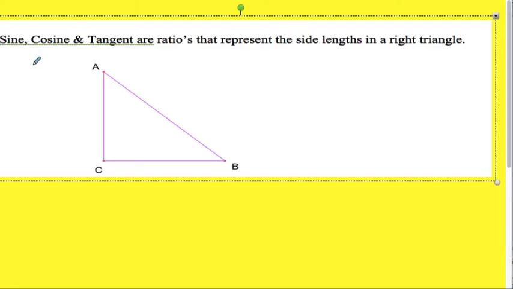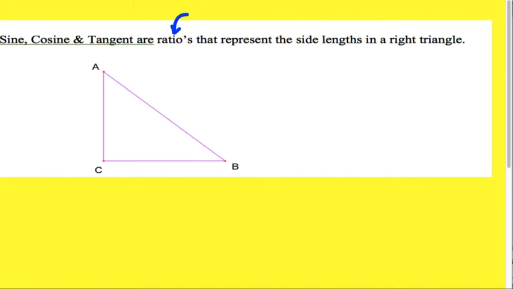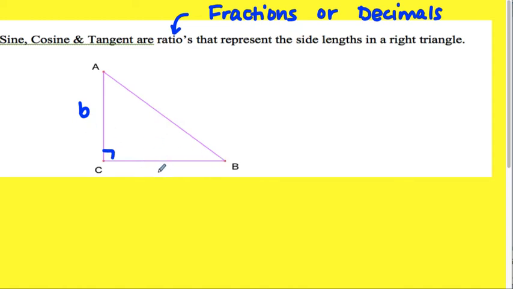All right. So sine, cosine, and tangent ratios are used to represent the side lengths in a right triangle. And again, they're ratios, so you have to remember that we can represent ratios as fractions or decimals. Okay? So first of all, let's go ahead and label. We have this right triangle. Across from B, we have a lowercase b, we have a lowercase a, and we have a lowercase c. These 3 ratios relate to those sides, whether they're the opposite, the hypotenuse.